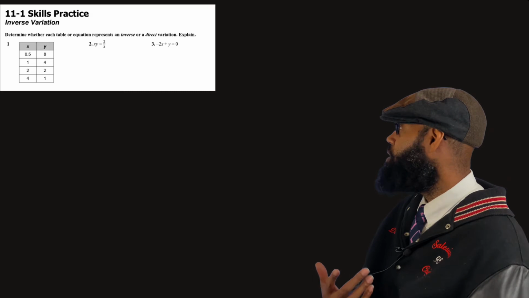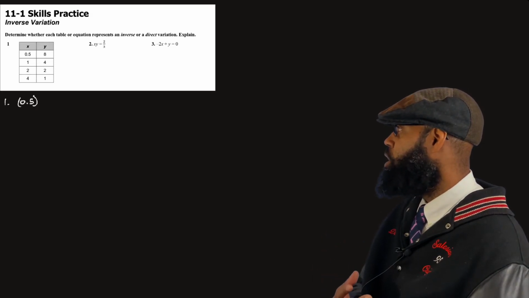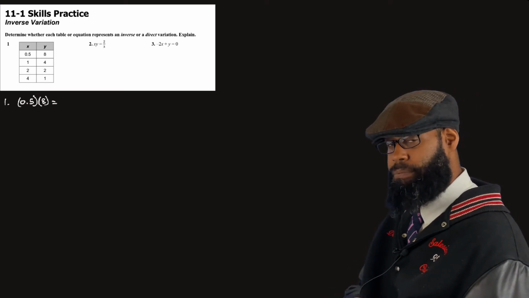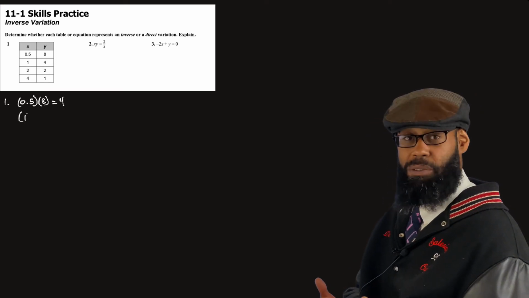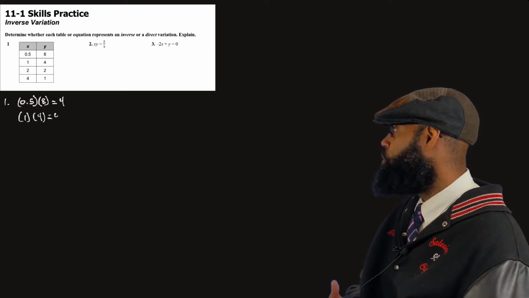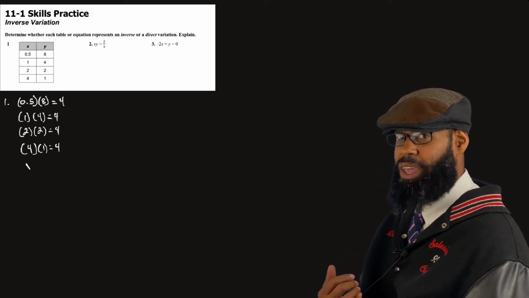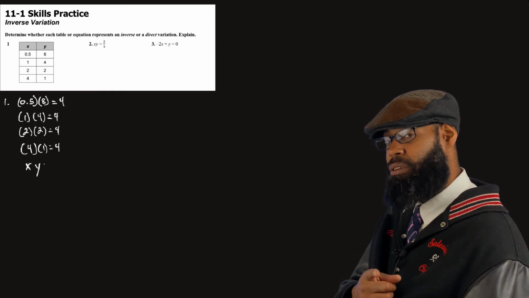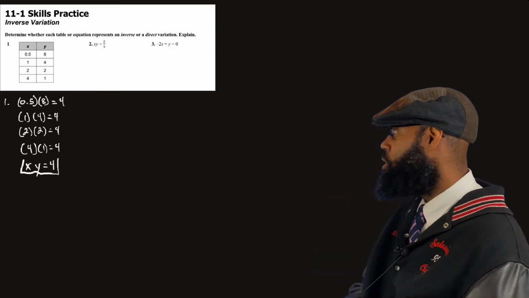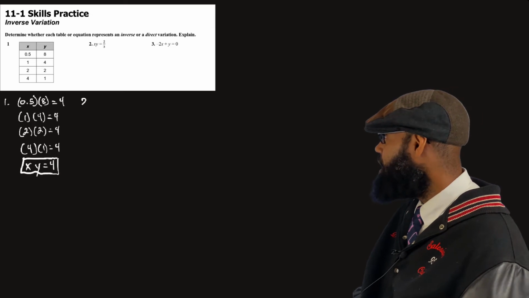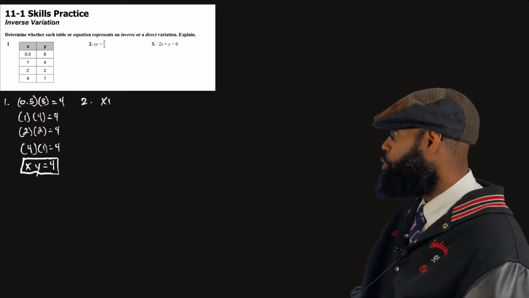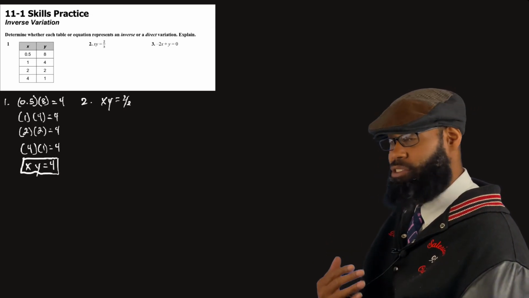So for number one, I got a table. And for me to know whether or not it is an inverse, I have to multiply the x and y and see what the value is. So for the first coordinate, half and 8, I get 4. 1 times 4, 4. 2 times 2, 4. Do you notice that no matter what the x and y is, I get the same value, 4. That's what we're looking for, guys. So there it is. I'm boxing and explaining through the multiplication there that yes, it is.